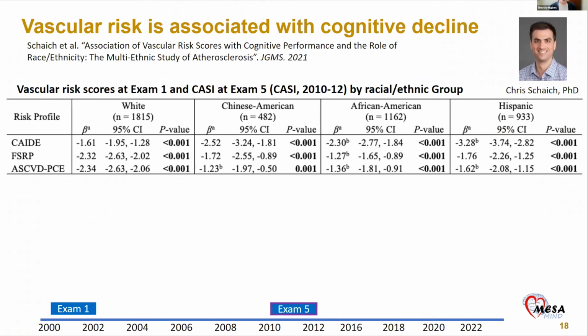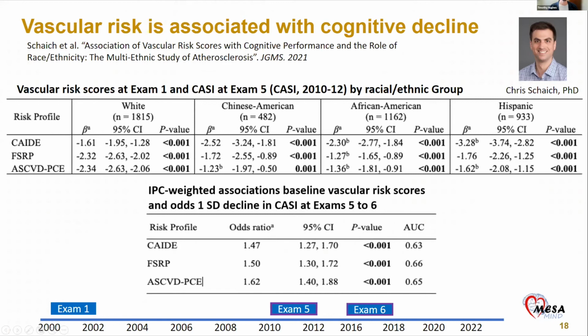When we look at the relationship between the risk scores and the first measure of cognitive performance, we see that higher risk scores across each of these categories are associated with lower cognitive performance across each of the racial and ethnic groups. The magnitude at which the vascular risk scores relate to cognitive decline varies across the groups, being highest in Hispanic, African American, and Chinese individuals compared to white.